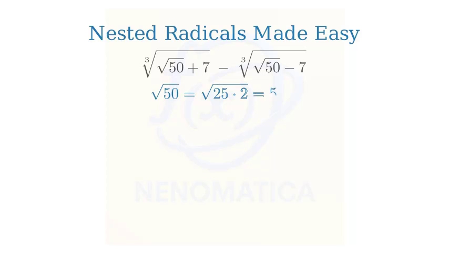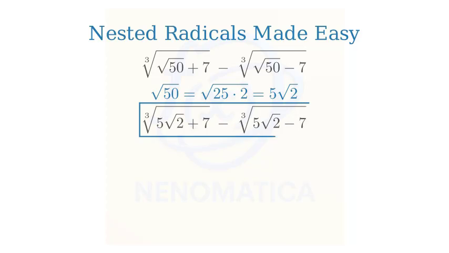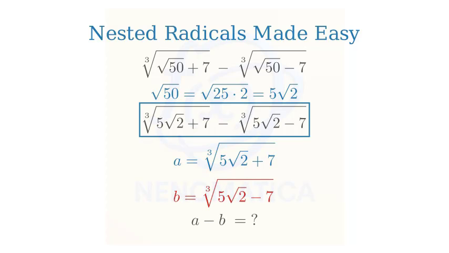Step 1. Simplify the inner square root. The square root of 50 is the square root of 25 times 2, which equals 5 square root of 2. Replace it in the expression. Step 2. Make a clean substitution. Let a be the cube root of 5 square root of 2 plus 7, and b be the cube root of 5 square root of 2 minus 7. Then our target is a minus b.